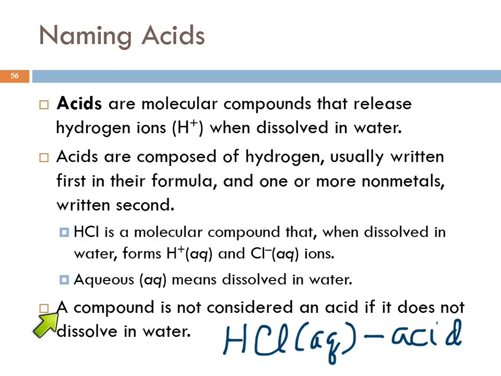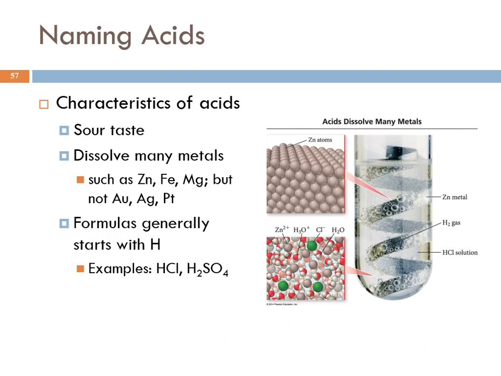So if you have a compound that starts with hydrogen, it's not considered an acid unless it can dissolve in water. So if it's dissolved in water, we name it as an acid. If it's a gas or a solid or something all by itself, it's named as a molecular compound. So how do we name the acids? Oh, I guess we're going to talk about the acids first.